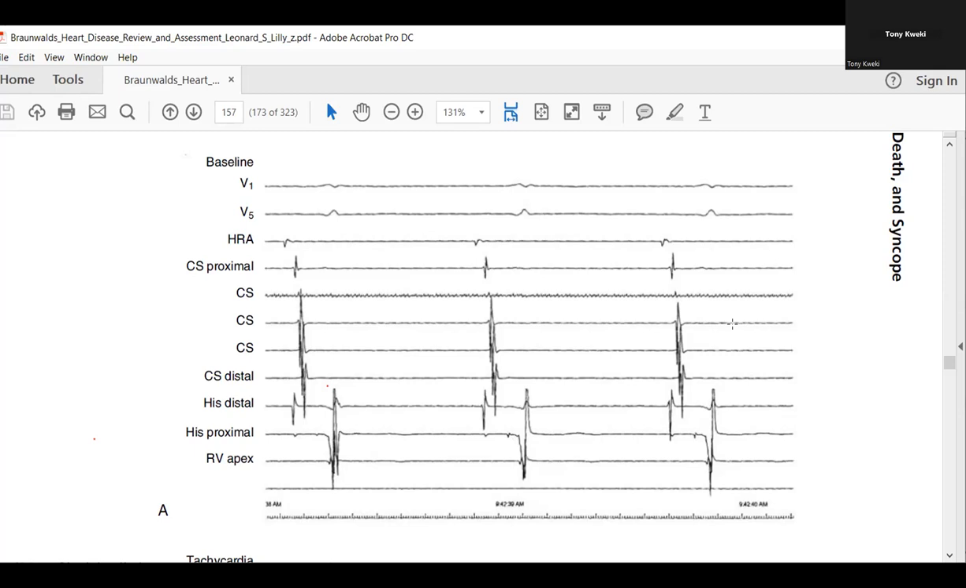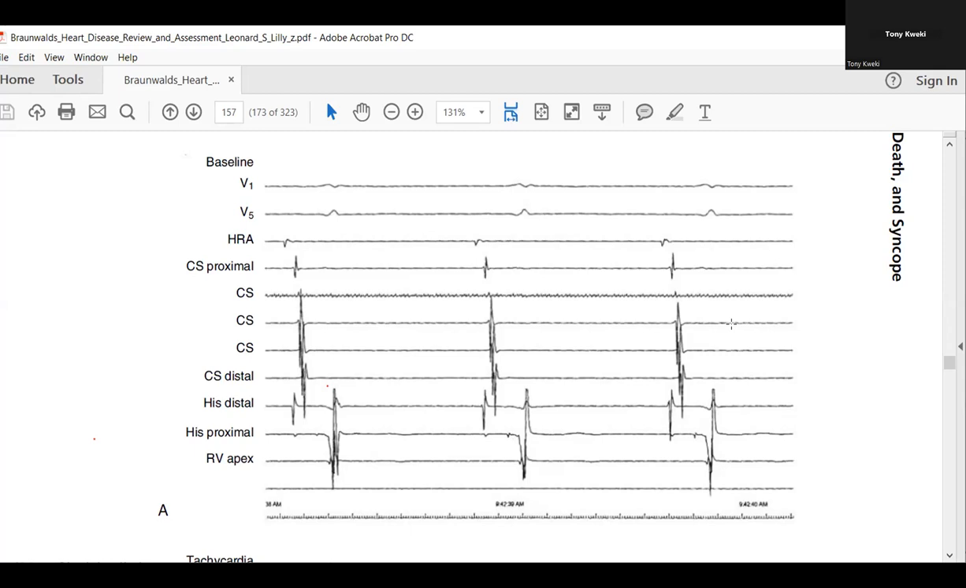So we watch the HRA, we watch the coronary sinus proximal, which has three parts, from the most proximal to the least proximal. And then we have the coronary sinus distal, and then the His distal, and then the His proximal, and then the RV apex. Okay, so when we look again at the one that is having tachycardia, we see something interesting.